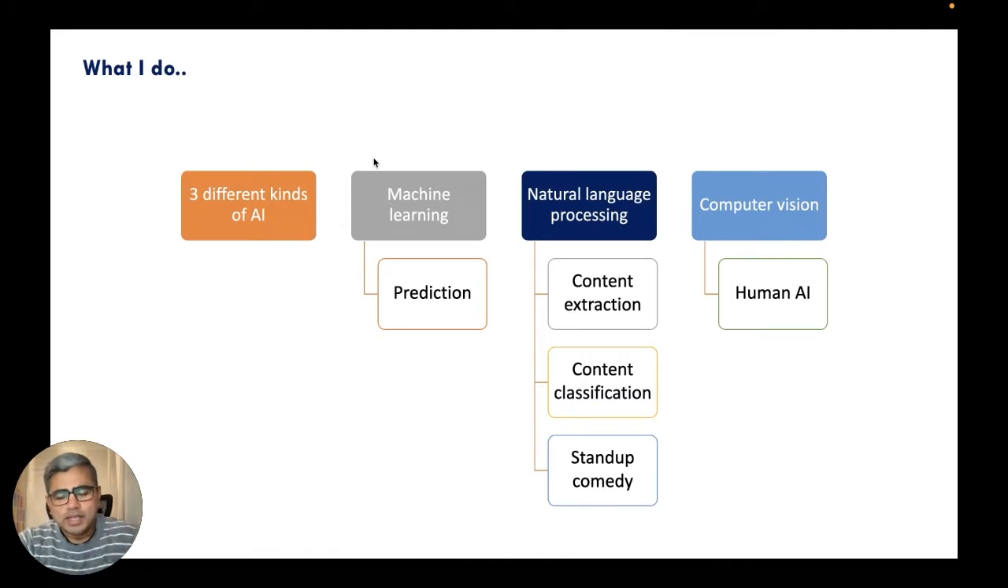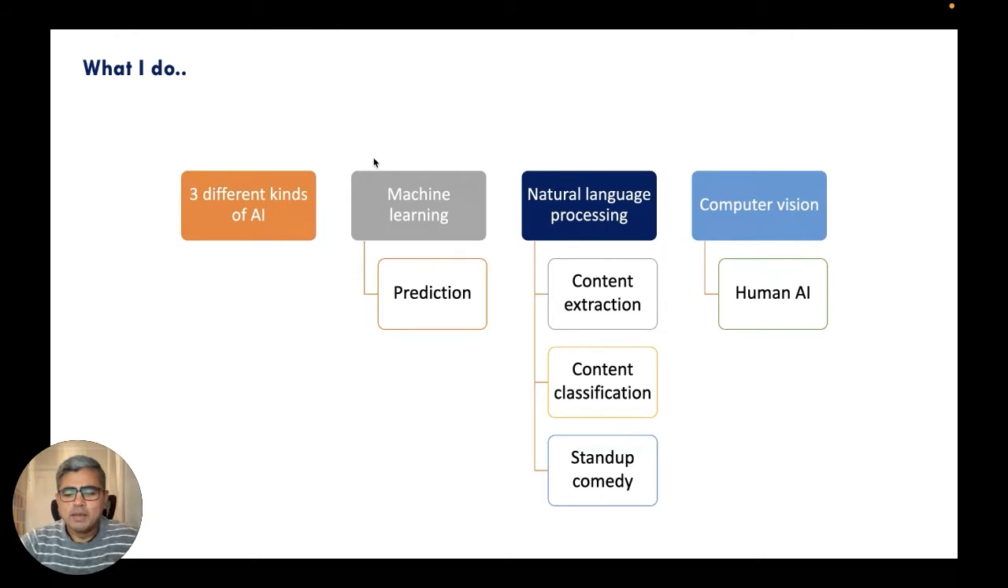So what do I do? I built AI products. Three different kinds of AI products I built in my career so far. One was a machine learning based prediction product. The other one was based on natural language processing, content extraction, content classification. I also tried to build a comedy bot, which could take cues from the audience and tell a joke. The fact that I'm still working tells you exactly how that went. So I won't talk about it as much. The last piece of work I did at Microsoft was building a consumer application, which was human facial expression recognition.